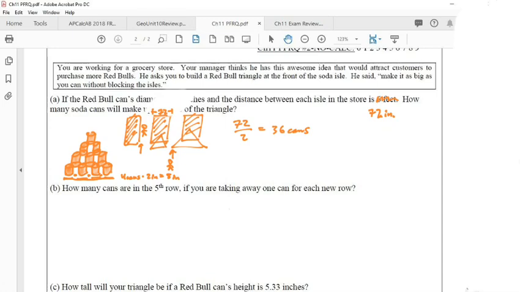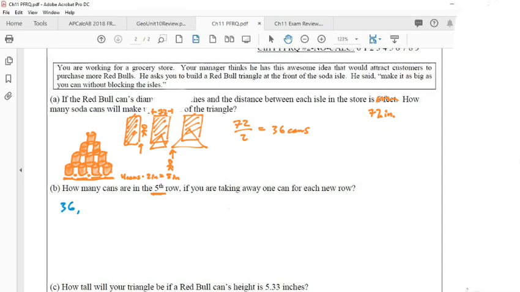Not 4. That was just a dumb example to help you guys understand the context. This is 36 cans. Okay, let's read the rest. Now, you could probably figure out this next one, because it says how many cans are in the 5th row. You can probably figure it out just by listing how many cans are in each row. How many cans are in the bottom row?